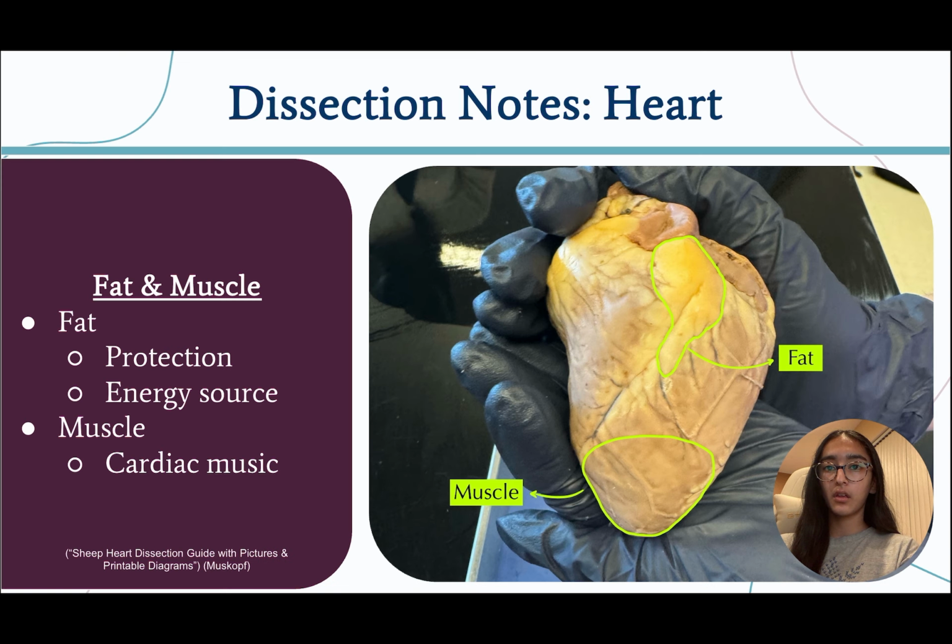Some things that we noted from our dissection in general were fats and muscle. The heart has fat because it's its energy source. It basically gives it the energy to pump blood, and it also protects the heart. And a significant muscle that is seen in the heart is the cardiac muscle, and this muscle is responsible for the pumping of the heart.